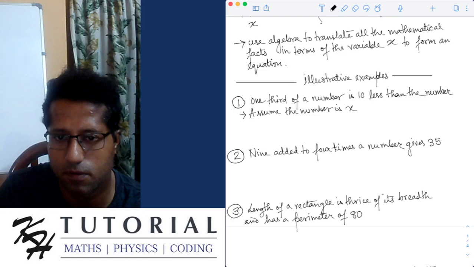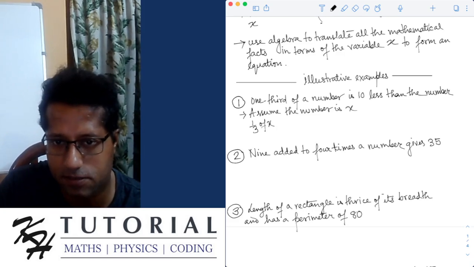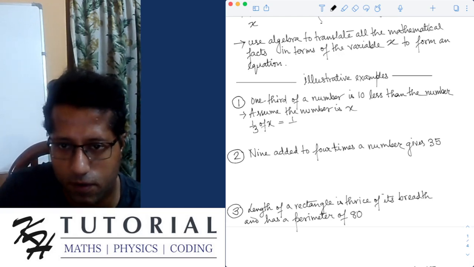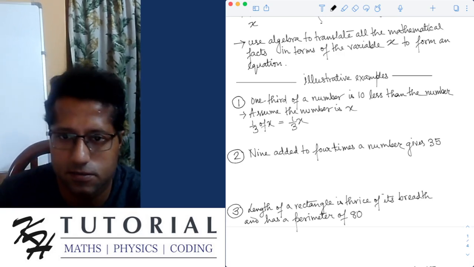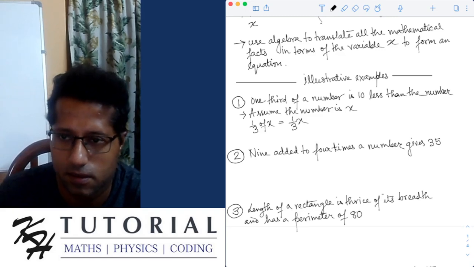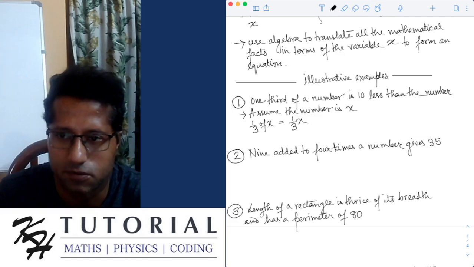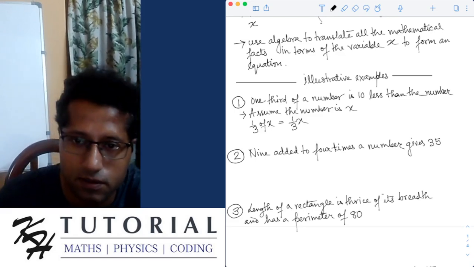Now 1/3 of a number means 1/3 of the number, that is of x, and you know by the 'of' operator we mean multiplication. So one third of the number is x by 3. Now it is saying that this 1/3 of the number is 10 less than the number. So it means that the difference between the number which is x and 1/3 of the number, x by 3, is 10.